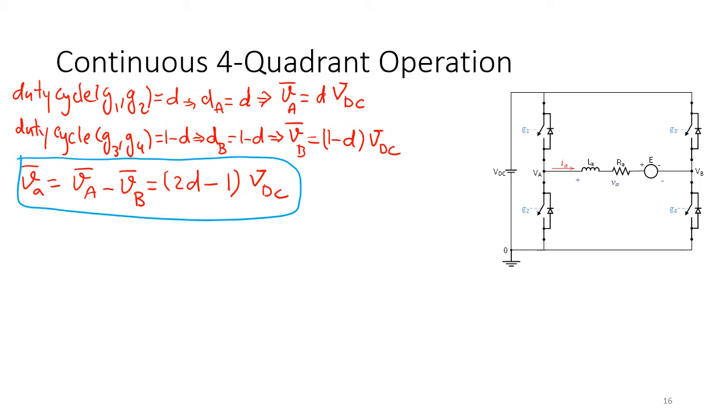D was T on over capital T. So D always is between 0 and 1. What will be the value of the VA average? What will be the minimum value for the VA average? Anyone?